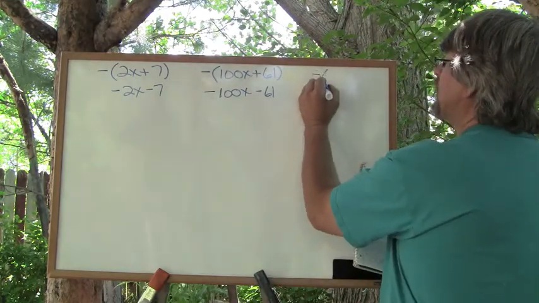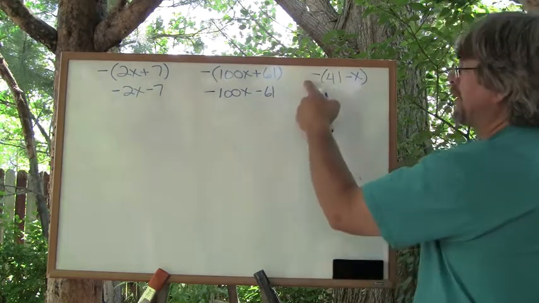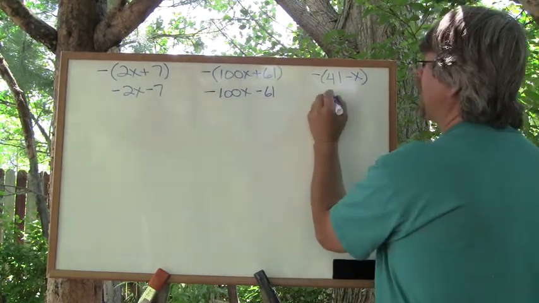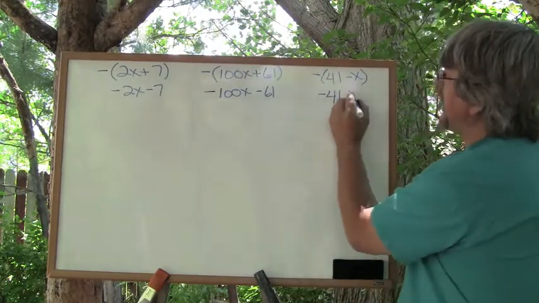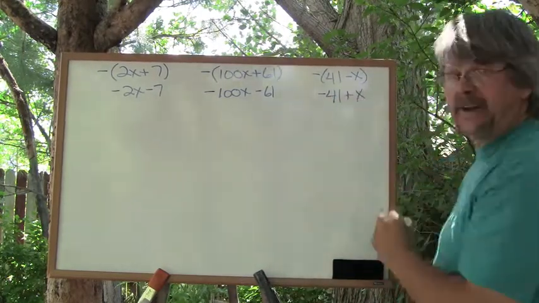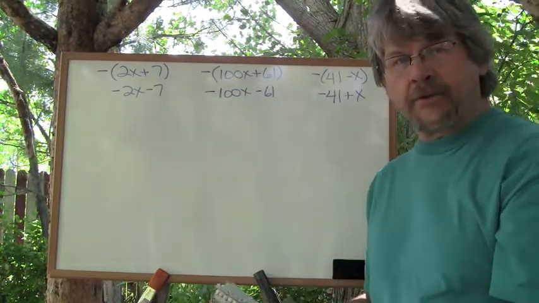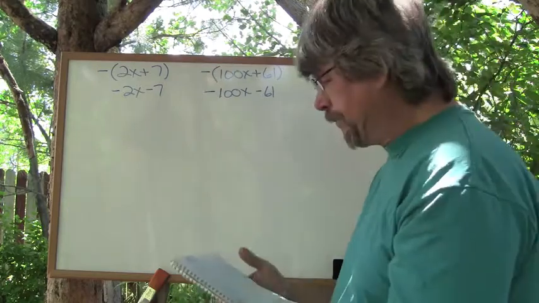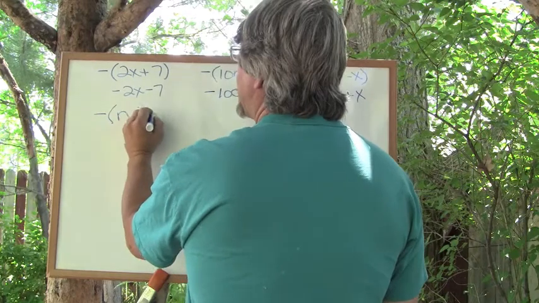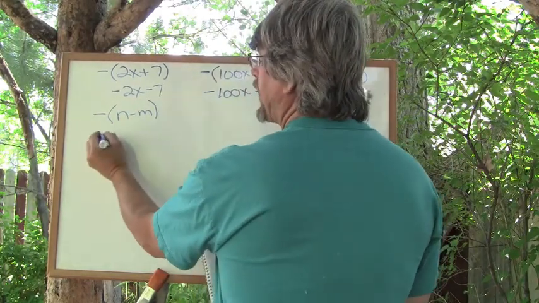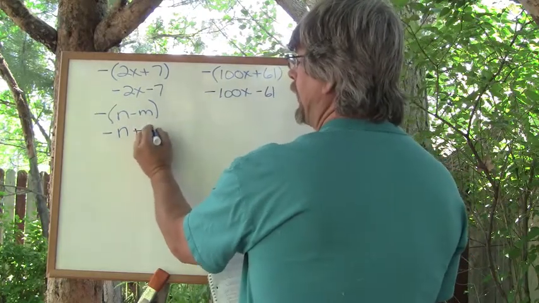We have a negative 41 minus x. Negative times a positive 41 is a negative 41. And a negative times a negative x is a positive x. You can see now why we wanted to practice positive and negative numbers early on in algebra, can't you? Negative times a positive is a negative. Negative times a negative is a positive.